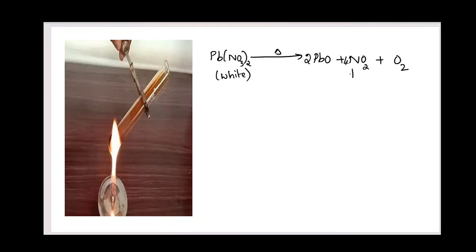The color of NO2 is brown. The brown fumes are nothing but NO2. So here, decomposition reaction takes place by means of heat. Decomposition reaction takes place in the presence of heat.